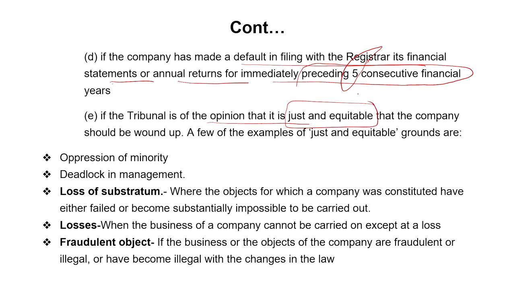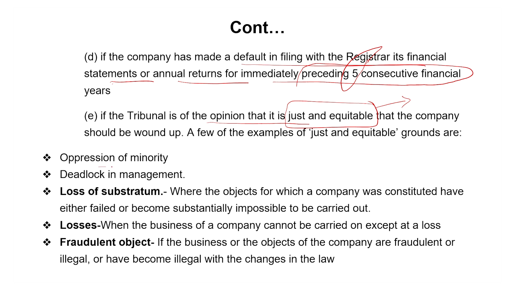Being a student of law, you must understand that for just and equitable, there is no definition given by any law on this point. Just and equitable, basically we decide on the basis of circumstances. We draw the conclusion with judicial pronouncements. And what practices the judiciary has followed on this ground, just and equitable, we find some areas where the court applies this clause of just and equitable.